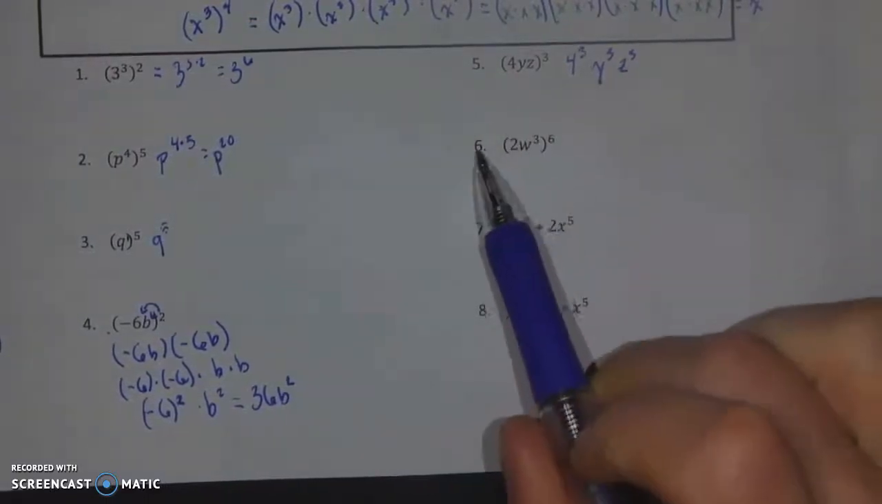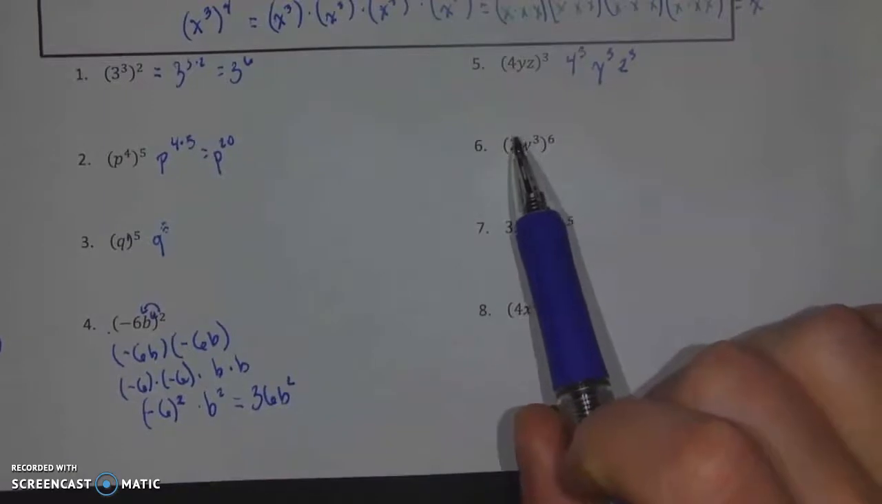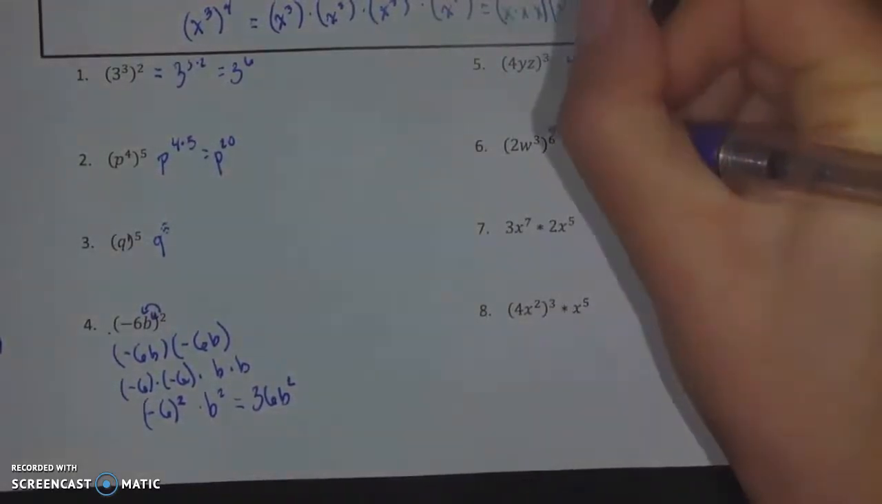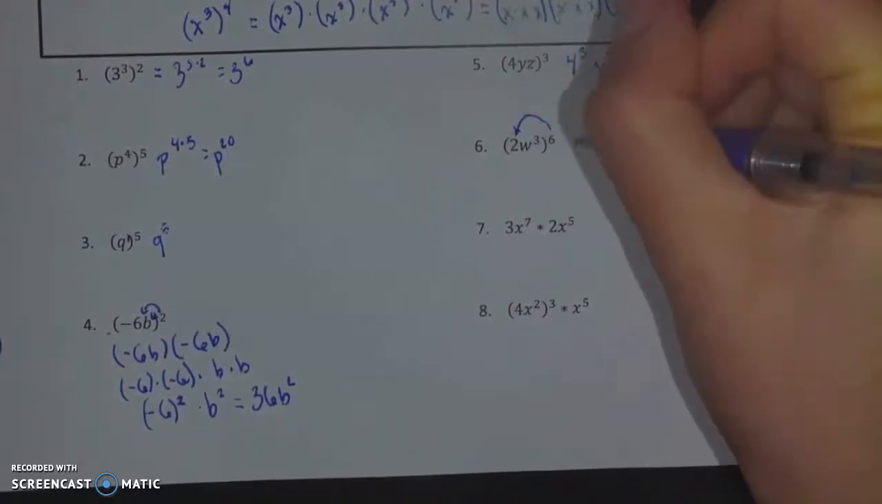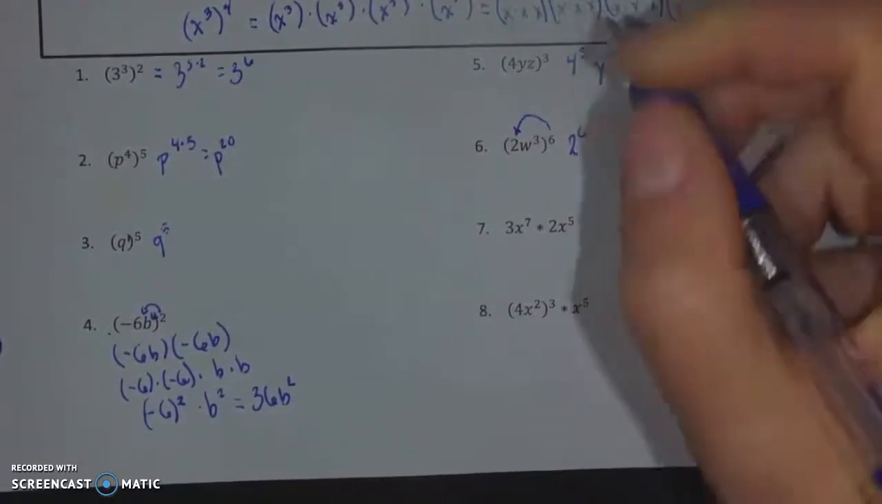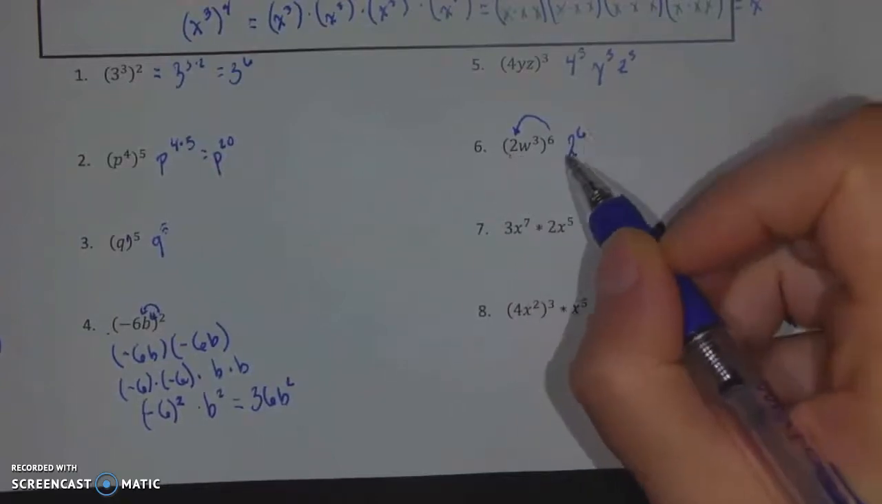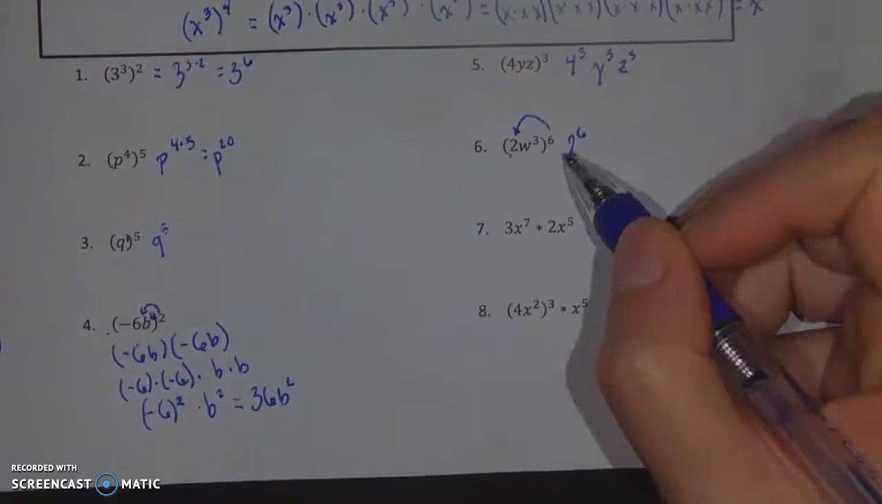And taking it even a step further, what about this one where I've got this 6 and this 3? Well, don't forget that it distributes. This is going to give you 2 to the 6. Remember that 2 is just a normal number. It's not an exponent, so I'm not multiplying here. I still have a power.